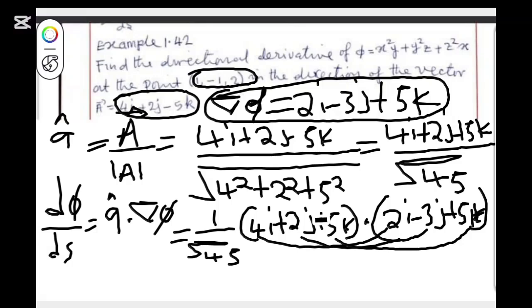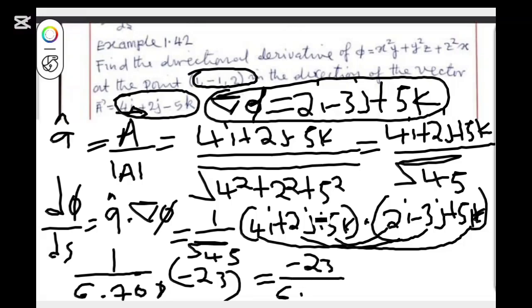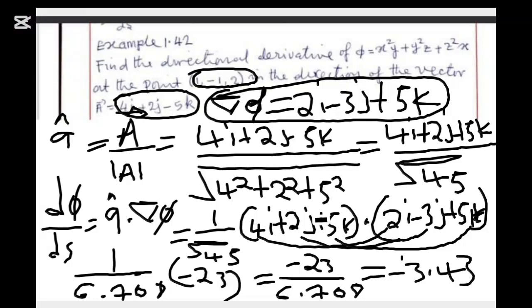So after then, at the end, you will get 1 divided by the root of 45, which is the same thing as 6.708. After dotting this, you will get negative 23. So this is the same thing as saying negative 23 by 6.708. At the end, negative 3.43 as your final solution.